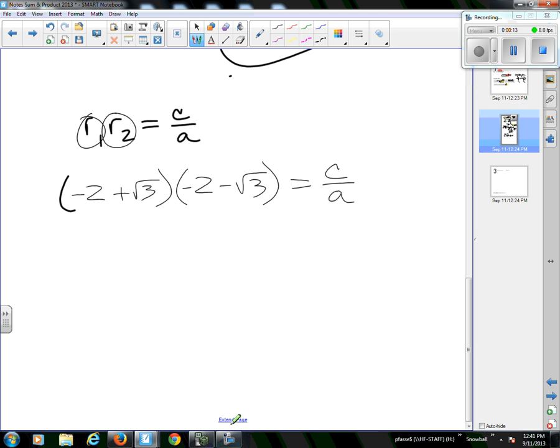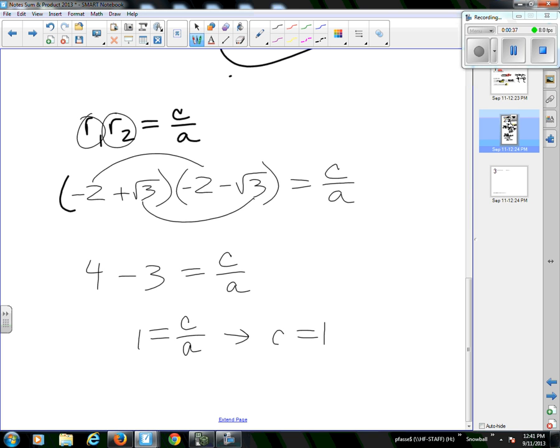When we multiply conjugates, the middle terms of the four terms cancel, so we only have to multiply the first terms and the last terms. Negative 2 times negative 2 is positive 4. Root 3 times negative root 3, first that's a negative. Root 3 times root 3 is root 9, which is simply 3, equal to C over A. So 4 minus 3 equals 1, so 1 equals C over A, and we are setting A equal to 1, so therefore C equals 1.